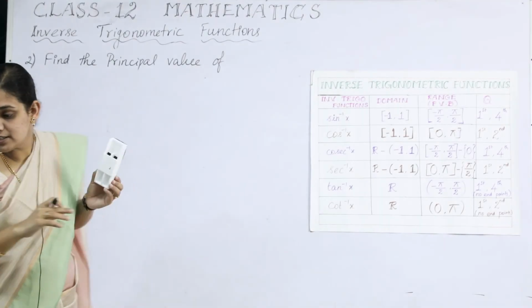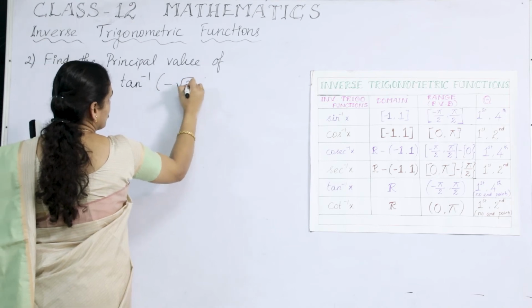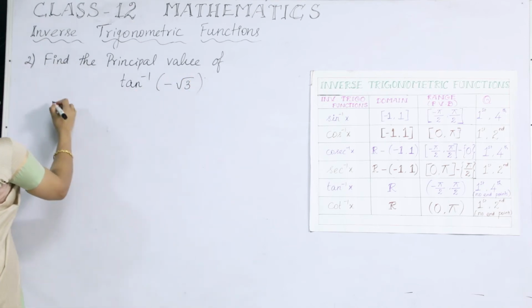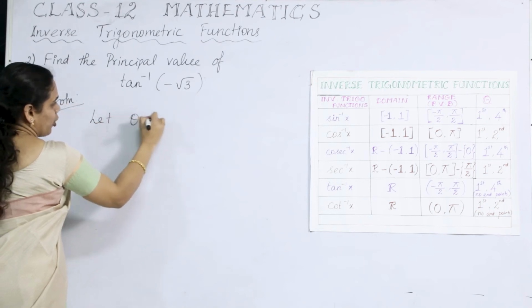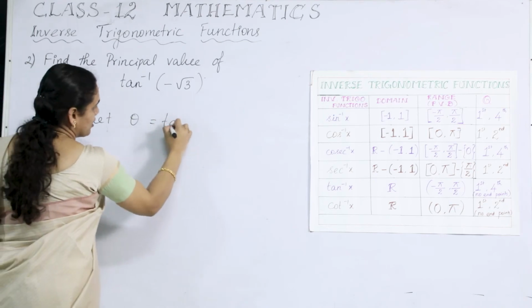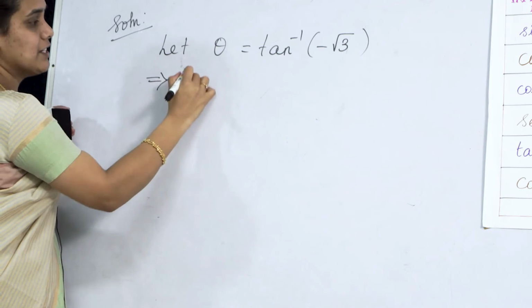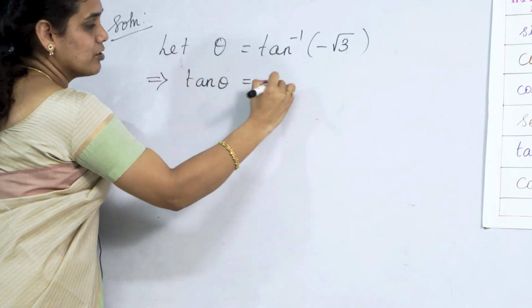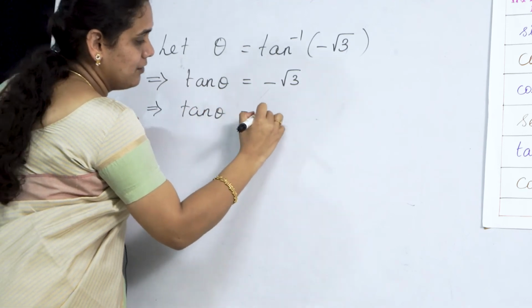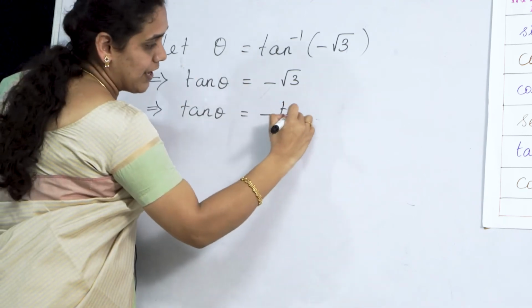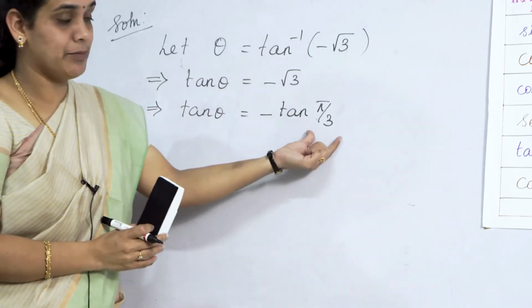The next one is the principal value of tan inverse of minus root 3. Here we have a minus. So listen carefully. See, let theta or y, whatever you like, you can use it here. Tan inverse of minus root 3. So this one we can write as tan theta is equal to minus root 3. So root 3 is tan 60, isn't it? So tan pi by 3. Tan 60 is root 3, therefore we can write tan pi by 3 in radian.